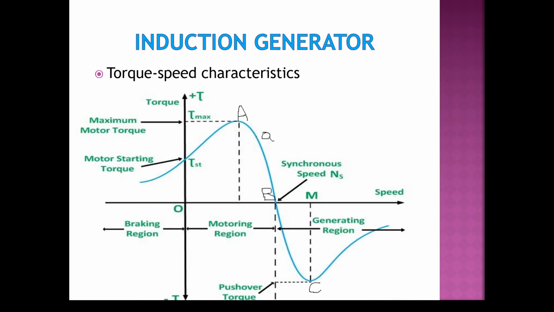Here we can see the torque slip or torque speed characteristics, where I have mentioned few points here, capital A, B, C and small a point somewhere here. There are three regions here: motoring, braking and generating regions. At point A we can see this is the maximum torque. At point C this is called as pushover torque. Okay. And at point B torque is zero, because slip is zero. Okay, slip is zero and torque is zero at point B. At point A torque is maximum.